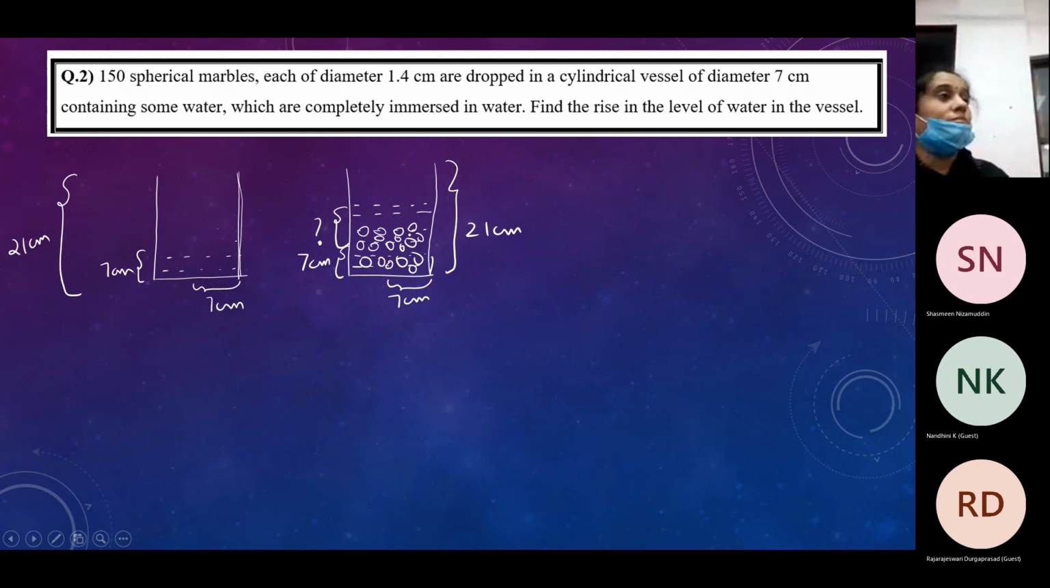Now, first question, Hitesh. I don't want the final answer. Just tell me like 22/7 into this, into this, into this. I just want that. What is the volume of the water in the cylindrical container? Volume of water before the marbles were dropped, in figure 1. This is figure 1, this is figure 2. In figure 1, what is the volume of the water in the cylindrical container?